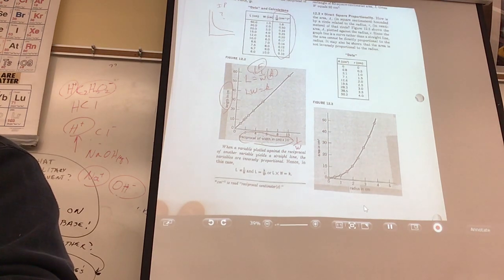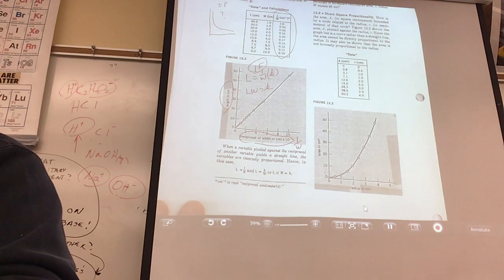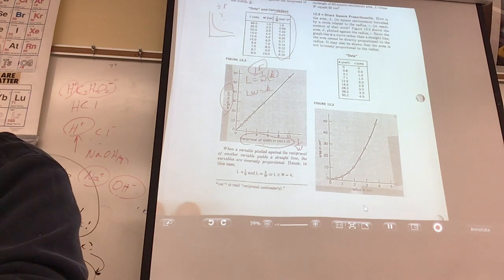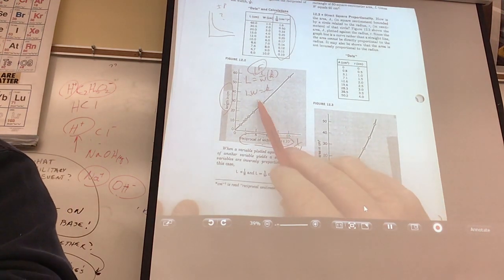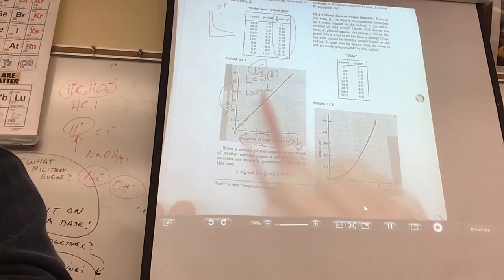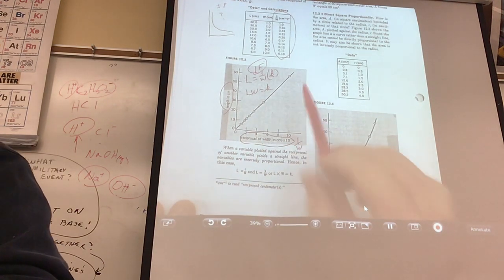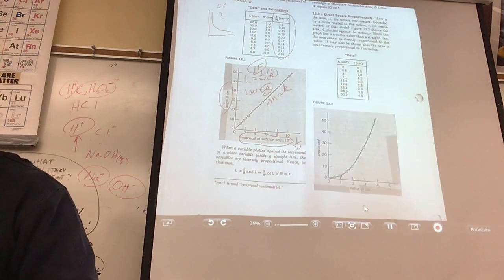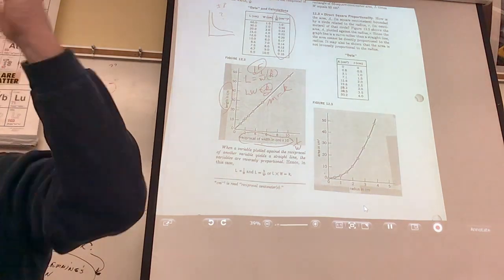And guess what I can do with this line? What can I do with this line? Say it. Find the slope. And guess what the slope's going to be? Say it. Starts with a C, but the symbol is K. Find a constant. So anyway, you now can not only prove that L and W are inversely proportional, you can actually find the K. And so the slope is going to be K.